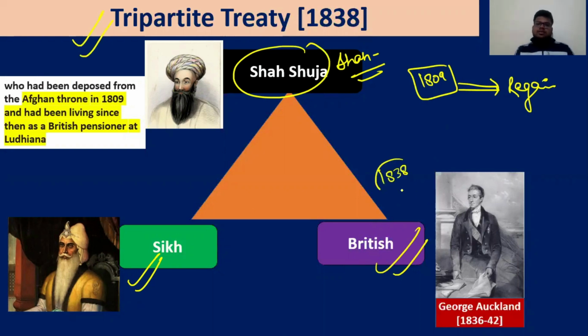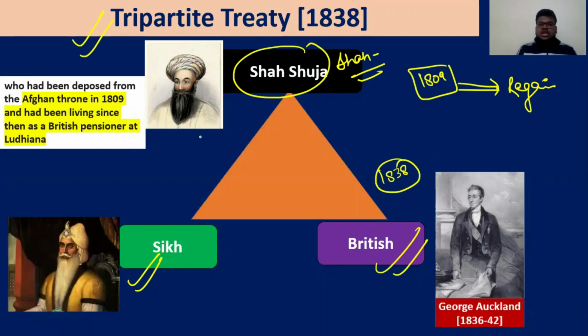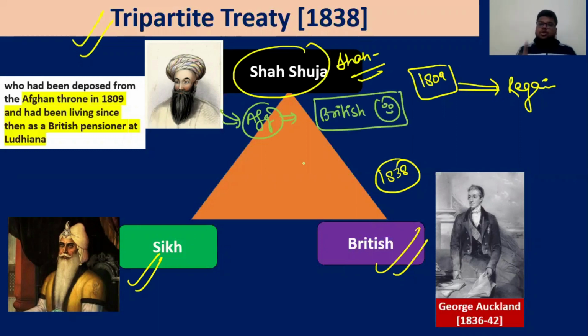A lot of things are being said in it. For example, first of all, Shah Shuja will be given the charge of Afghanistan, and he will listen to the Britishers. He will be the British-friendly person there. Dost Muhammad needs to be deposed. We will remove Dost Muhammad. And then Shah Shuja will do one more thing.